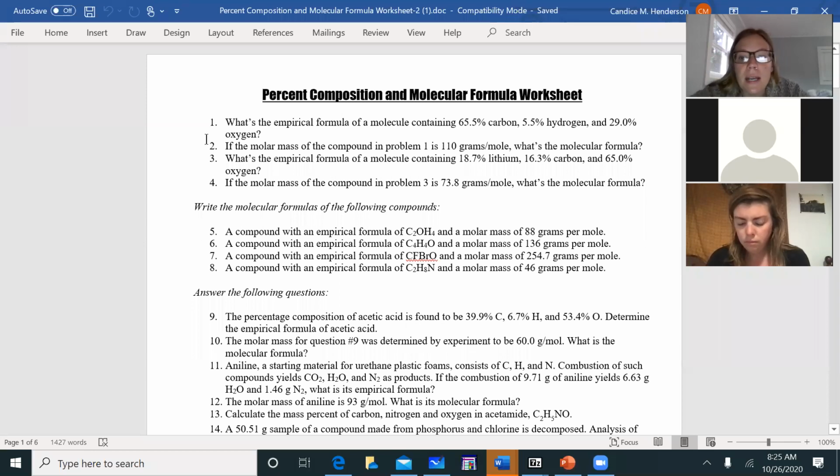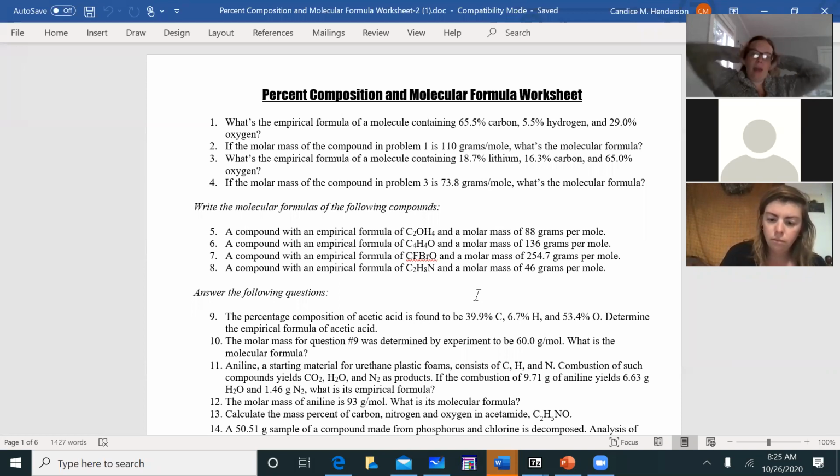We'll skip 2 for right now on this sheet and we'll come back to that. I want you to do number 3, okay? So it says, what's the empirical formula of a molecule containing 18.7% lithium, 16.3% carbon, and 65% oxygen. I want you to go through that step by step and come up with an empirical formula. When they say empirical, they just mean the lowest ratio. We'll get into molecular in a minute.